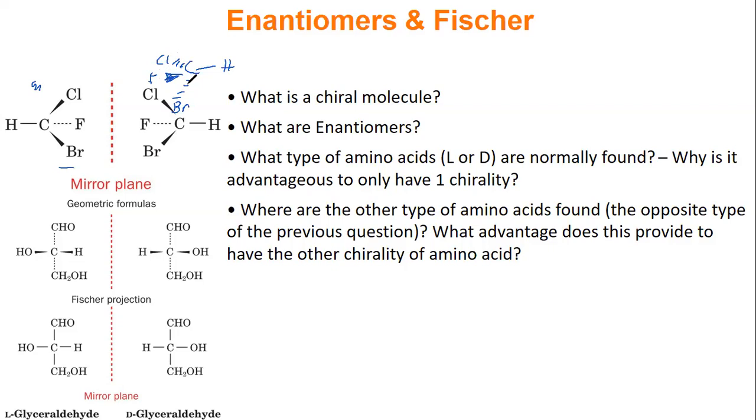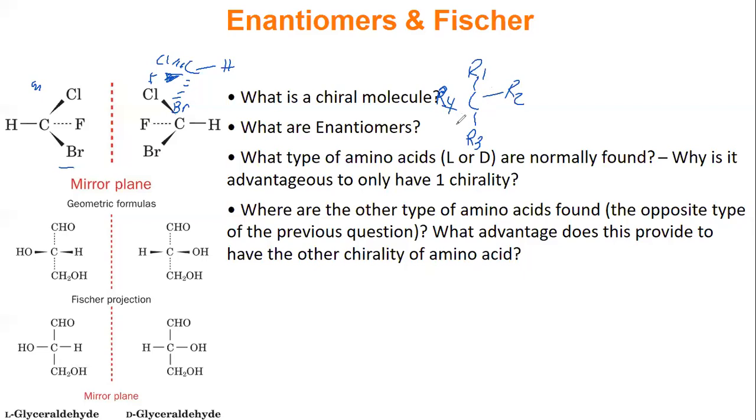So a chiral molecule, the definition is can't rotate on its mirror image. A simpler definition for us is a carbon that is bound to 4 different molecules or 4 different groups. If you have a carbon with 4 different groups, that's a chiral center. That's mainly what we look for.